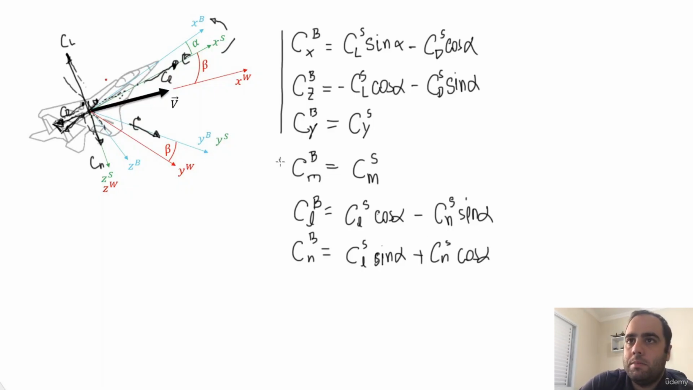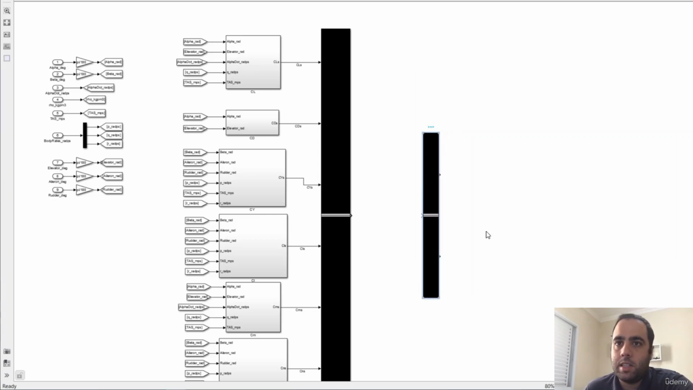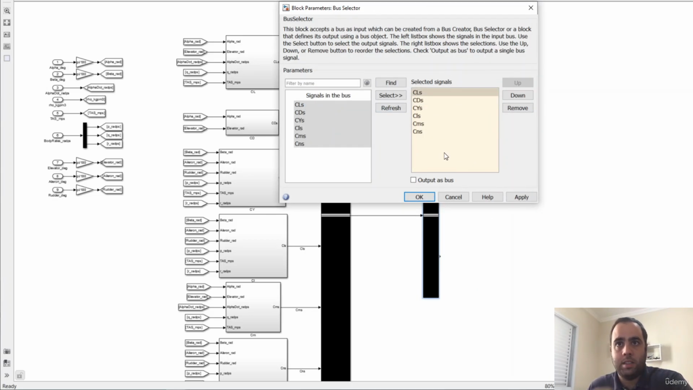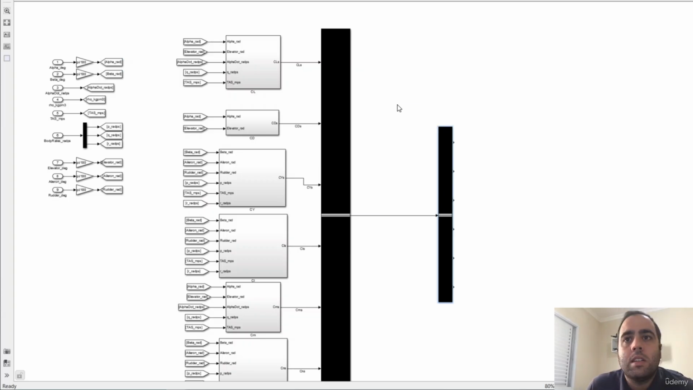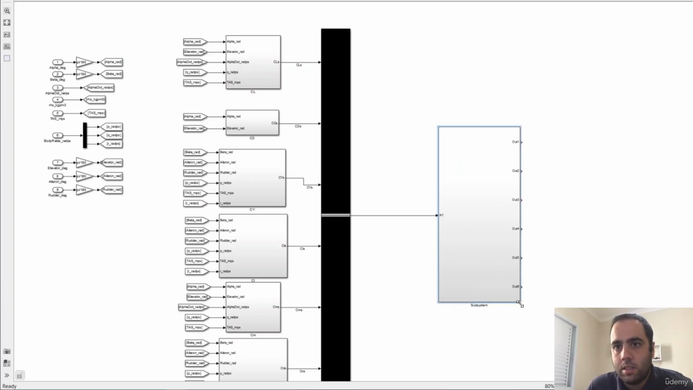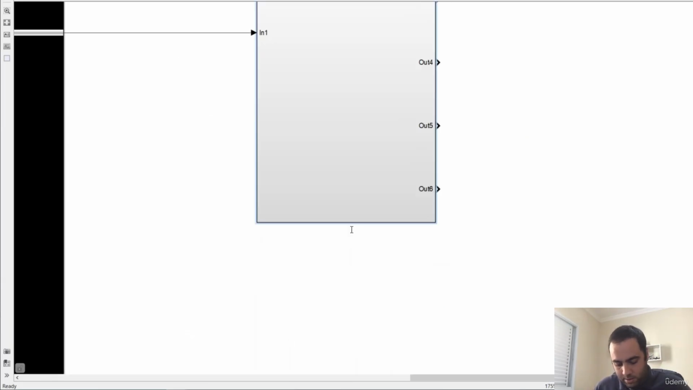So now we have the moment coefficients conversion here, and we're gonna implement this conversion in Simulink. In order to convert these, we're gonna need to unmux them. So just select all the signals. Okay. We're also gonna need, let's create a subsystem here. This is gonna be the conversion from the stability to body.